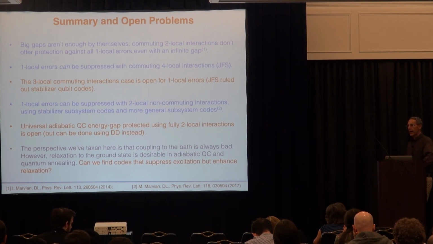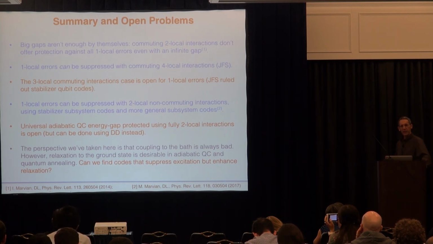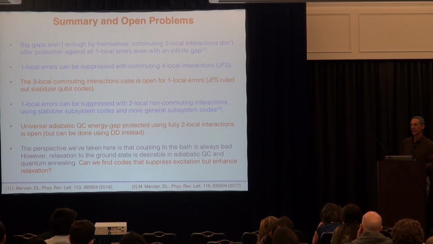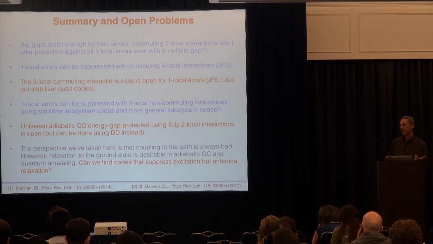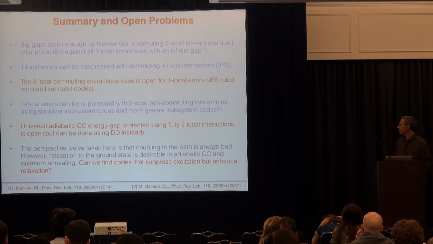And finally, the perspective that I've taken here is that any coupling to the bath is always bad. But we know that's not the case, because relaxation in adiabatic quantum computation or quantum annealing is good. It takes us back into the ground state. So relaxation should be encouraged. The problem is excitations. You might say there's no relaxation without excitation, but still, can we find codes that suppress excitations but enhance relaxation? Is there a way to do that? I think that's an interesting open question as well. So with that, I'll thank you for your attention.